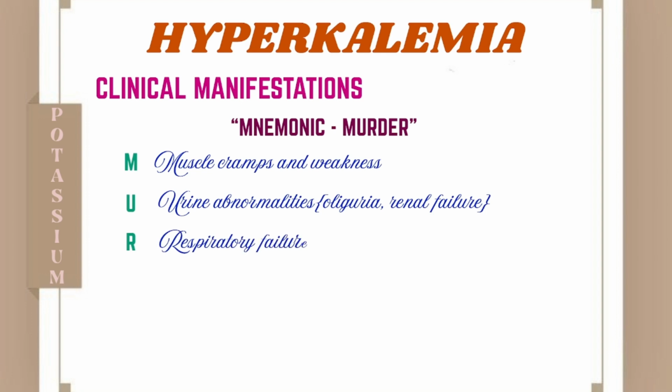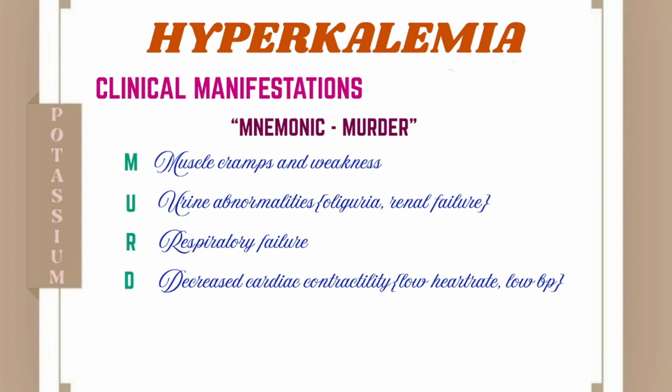R, respiratory failure. Respiratory failure will also occur due to muscle weakness. The person will have difficulty in breathing. D, decreased cardiac contractility, low heart rate, and low BP. If potassium is increased, then myocardial contractility is reduced, and due to decreased myocardial contractility, heart rate is also reduced, that is bradycardia occurs, and low BP, hypotension occurs.